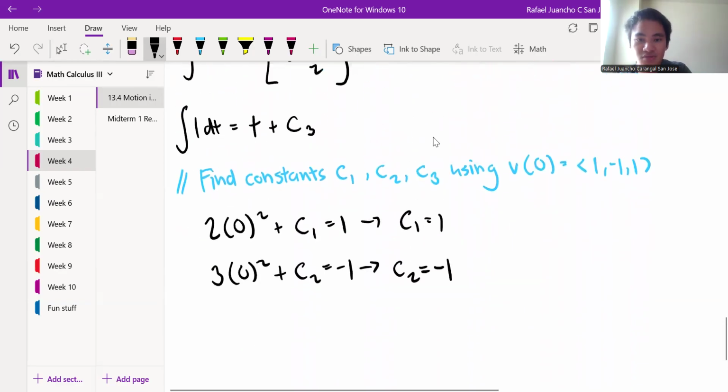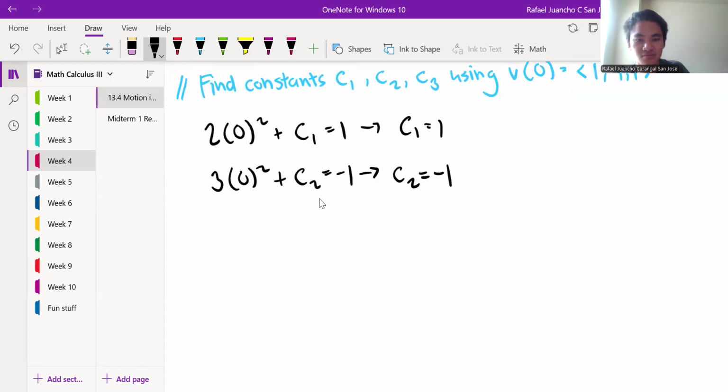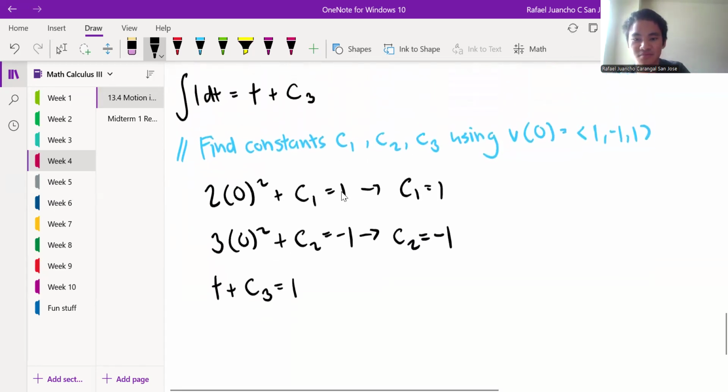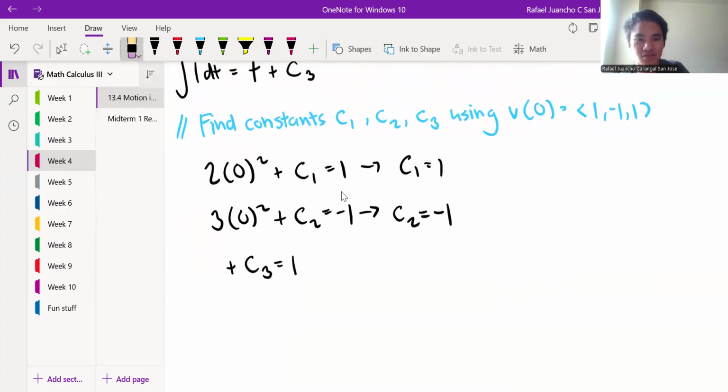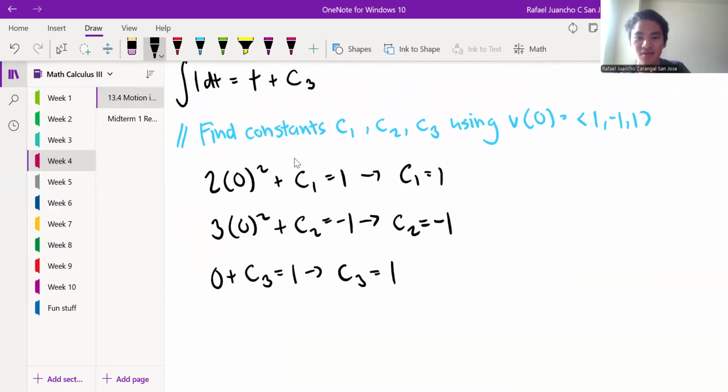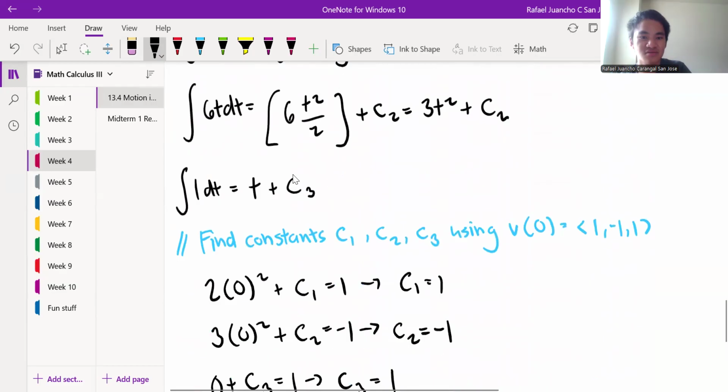Let's look at the last one. We have t plus c3 is again equal to 1. And here we say that t is 0. Well, this is probably the easiest. C3 is 1. And from there, we have our velocity vector, right?